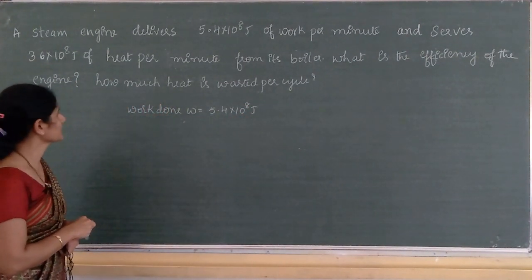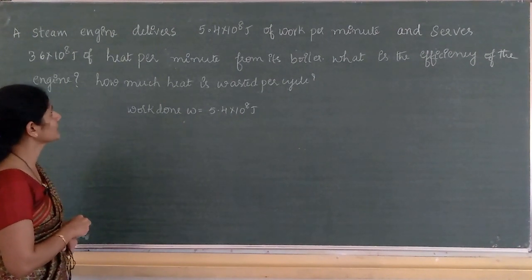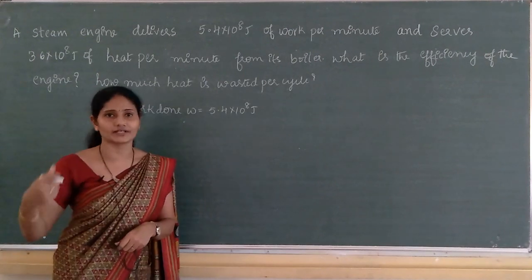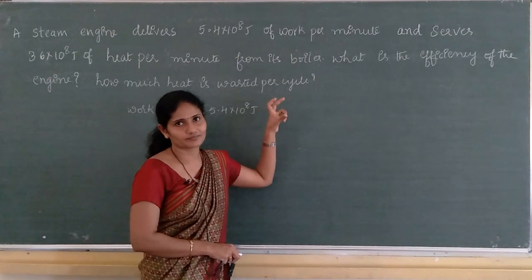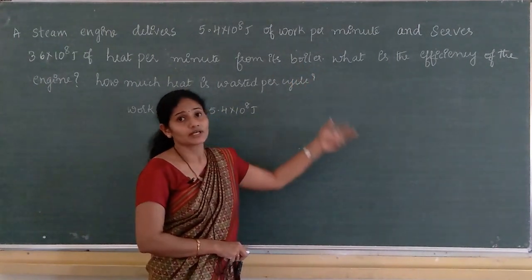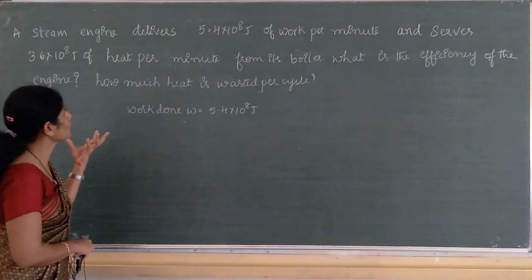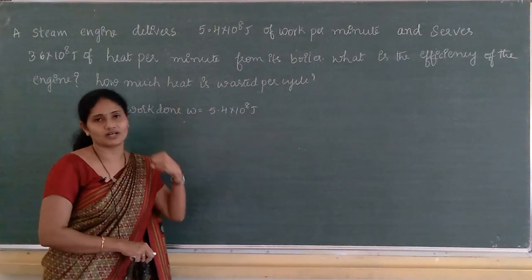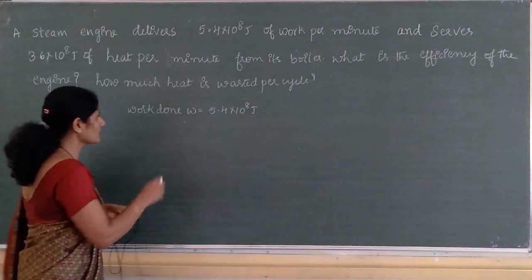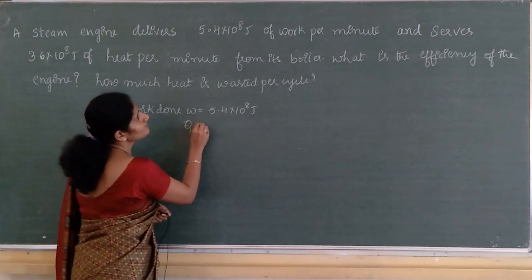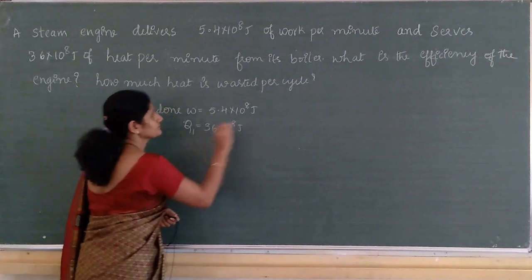of work per minute and serves 36 × 10^8 joule of heat per minute from its boiler. Here the boiler means the hot reservoir. Boiler is nothing but the hot reservoir. It serves 36 × 10^8 joule of heat per minute from the boiler. That means heat is taken from the boiler. That means Q1 is given. Q1 is 36 × 10^8 joule.